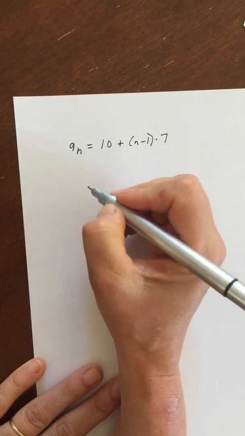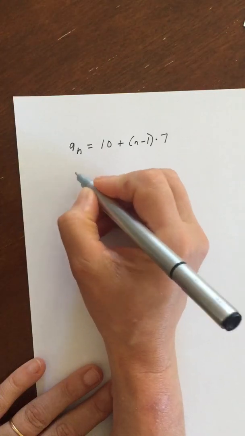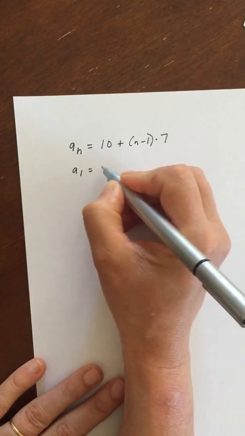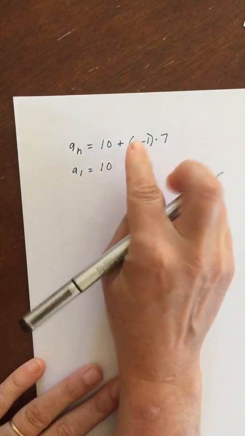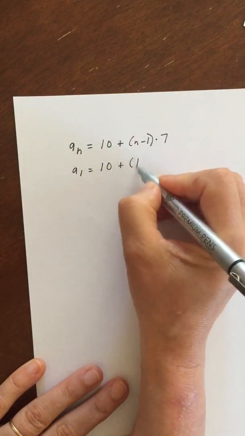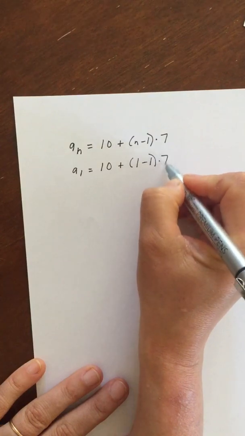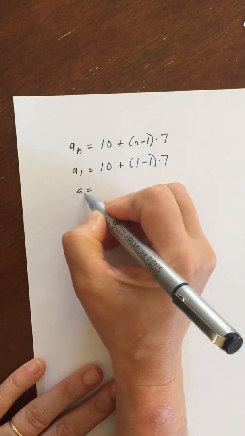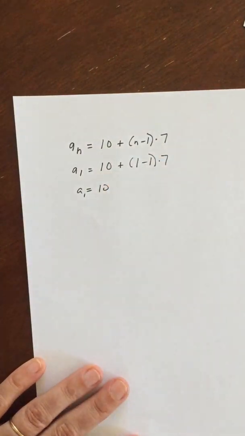Well, you might start with calculating what a sub 1 is. Okay, so a sub 1, I would plug 1 in for the n. So I'm just plugging in 1 minus 1 times 7, so a1 would be 10. So hopefully that's pretty straightforward.